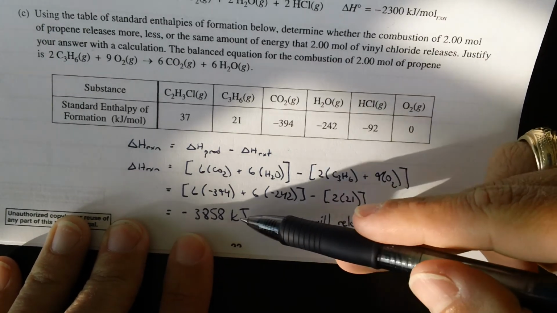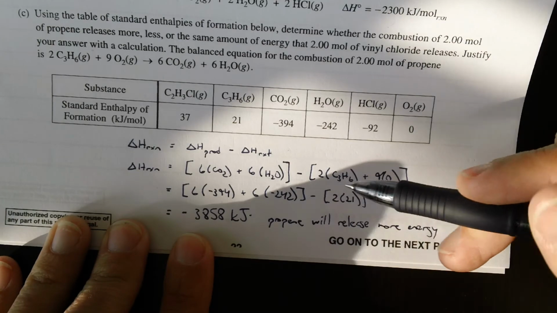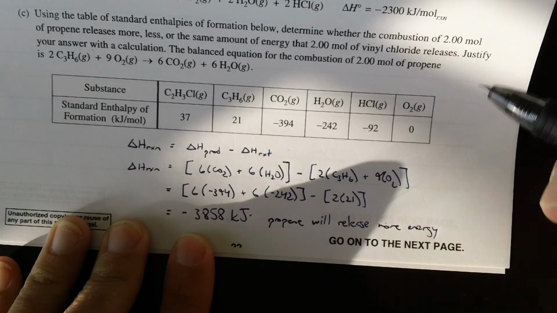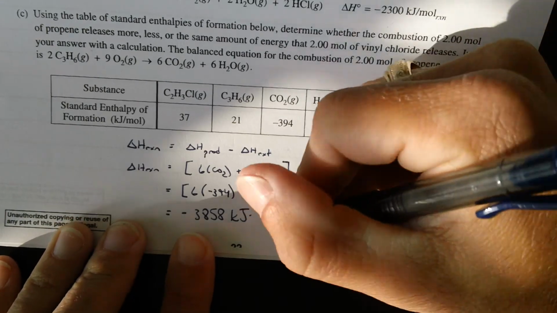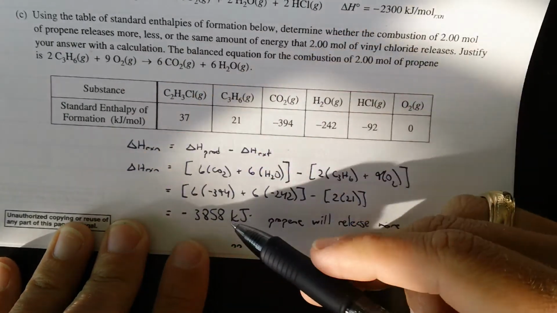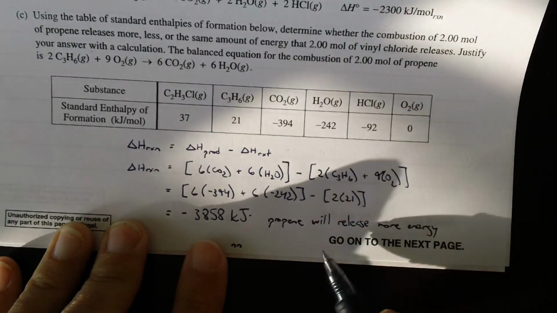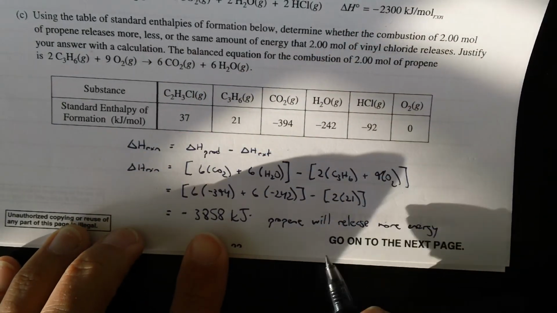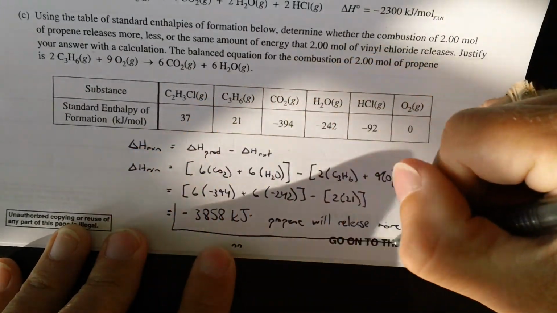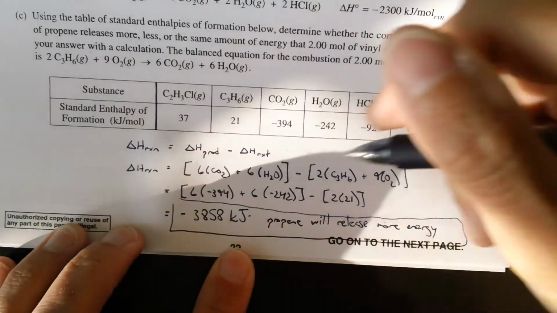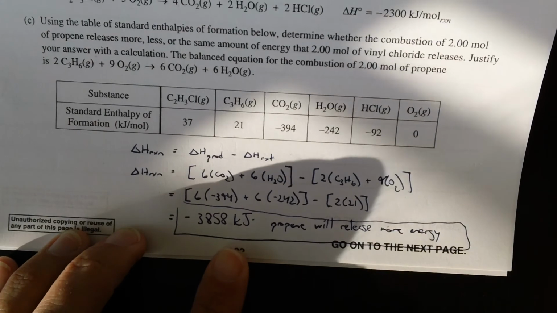You get 1 point for the value here, and you get 1 point for saying propene will release more energy. If for some reason you got a smaller value here and you said propene will release less energy, then you still get that point due to propagation error. But those are your 2 points in question number 6.